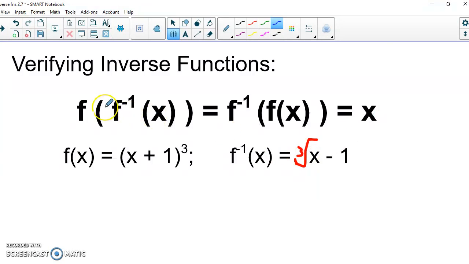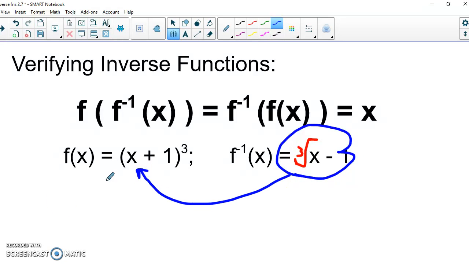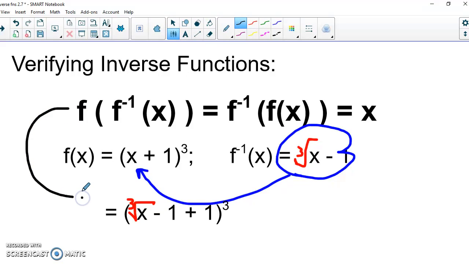Okay, so if I want to have f of the inverse of x, I'm going to take this here and plug that in everywhere that I have an x. What I've done here is just tried to determine what is f of the inverse of x. That means I'm going to take this cube root of x minus 1 and plug it in where the x is. So I'm going to see cube root of x minus 1, then plus 1. Notice that these are going to cancel, so I have the cube root of x cubed, which is just x.